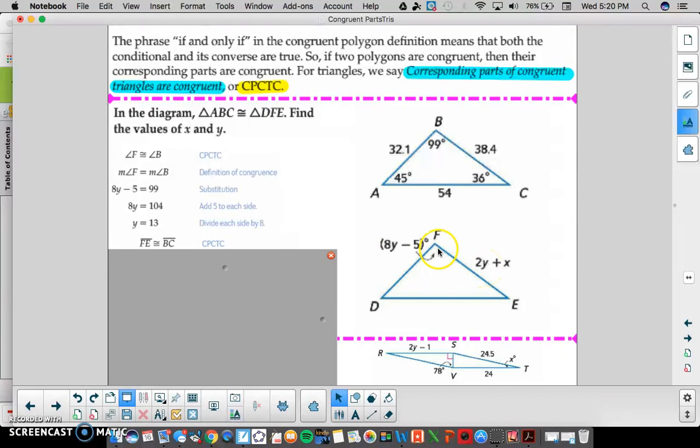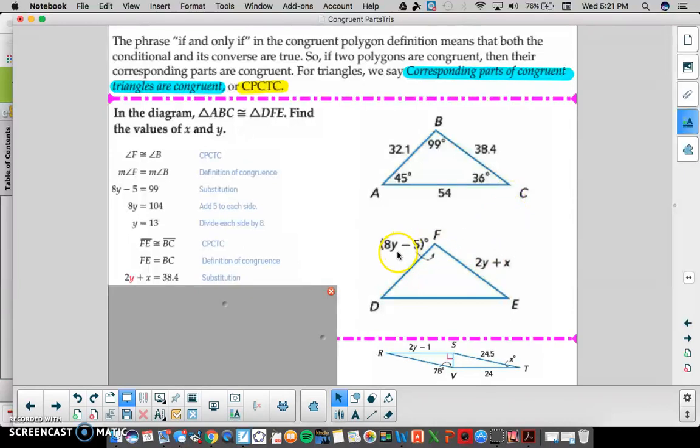For x, we notice that that's part of segment EF. The corresponding part in the other triangle is side BC. So FE is congruent to BC because corresponding parts in congruent triangles are congruent. Then we can say the measures are equal because of the definition of congruence. Now we can substitute the expressions that are represented by those in for FE and BC.